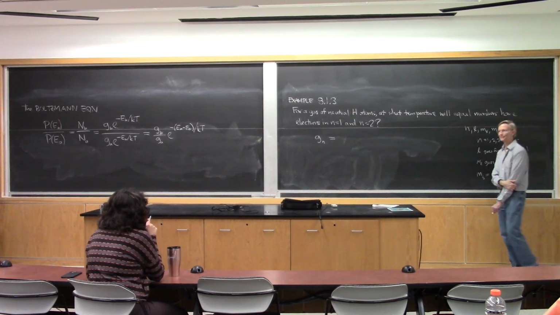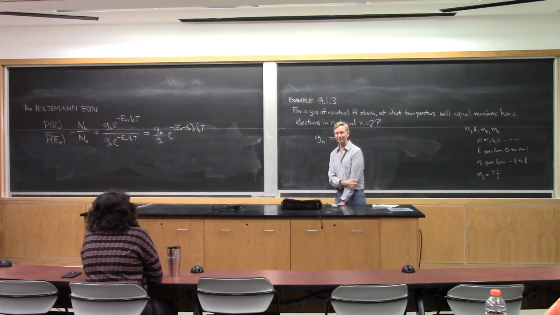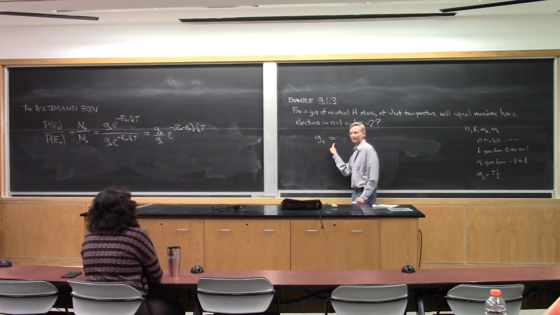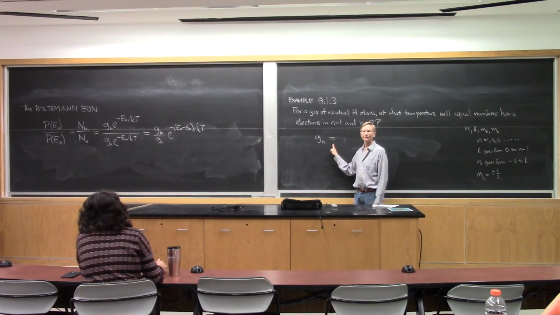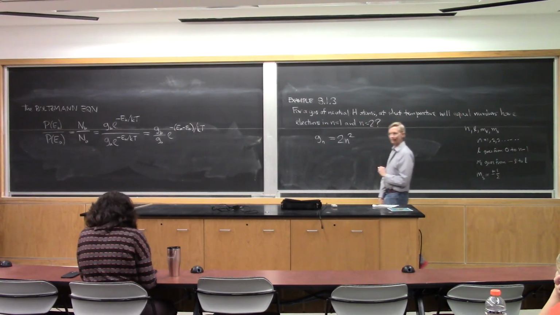How many states is that? 8. Right, so G2 is 8, for n equals 2 states. How many n equals 3 states are there? 18. 18, yep. So what was the pattern? G sub n is, what was the formula? 2n squared. Right. G sub n is 2n squared.